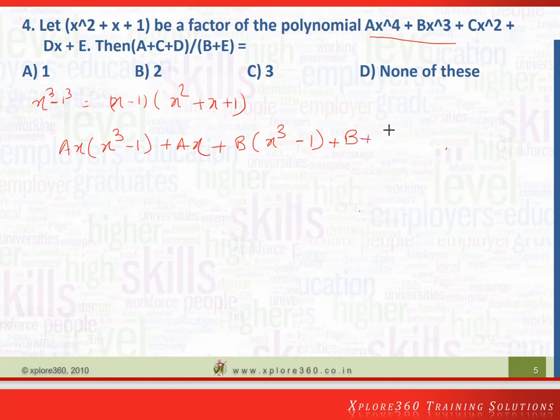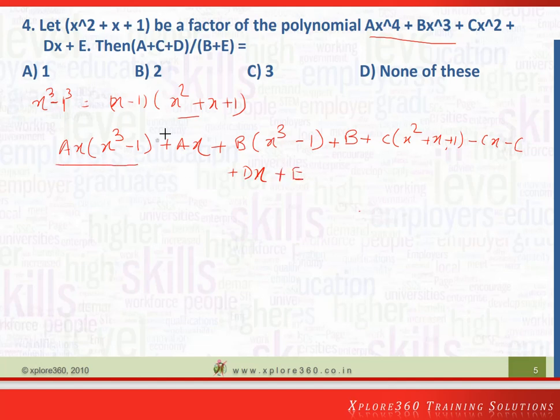Okay. Similarly, cx squared plus dx plus e. cx squared: now I am going to make x cube minus 1 cube. Right. Now I'll have to make it this. So what I will do is c common (x squared plus x plus 1). Since I put cx squared, extra cx and extra c, I will have to subtract cx minus c. And what we have extra, dx plus e.